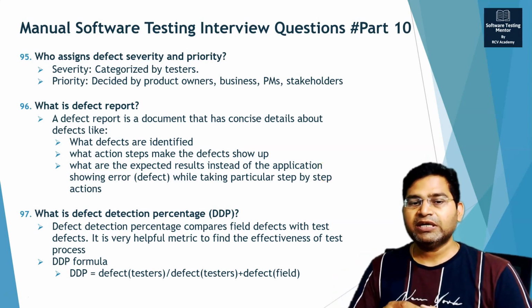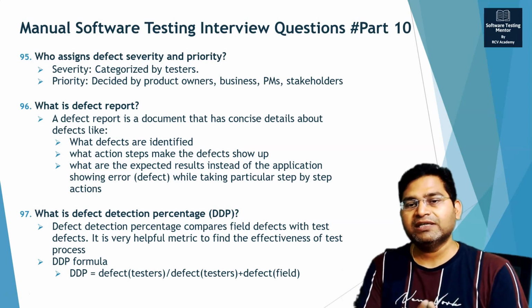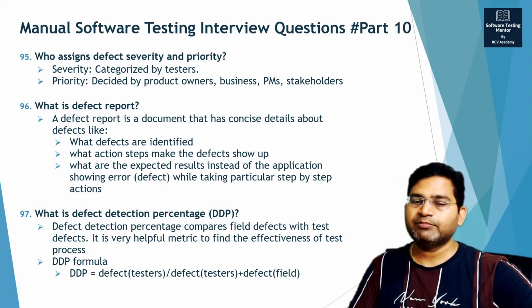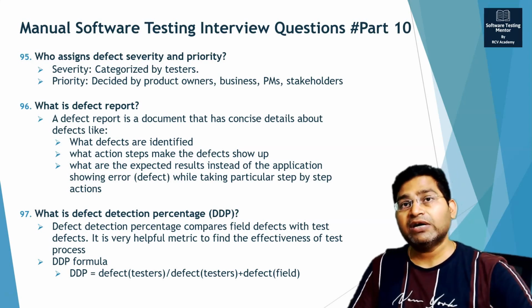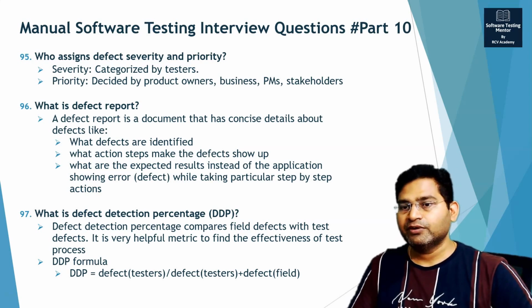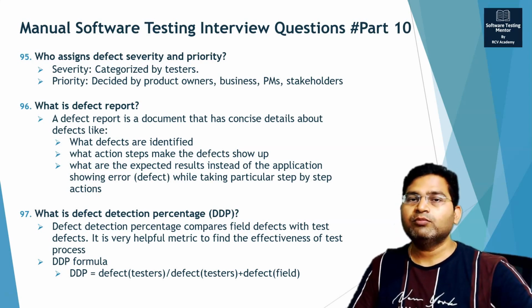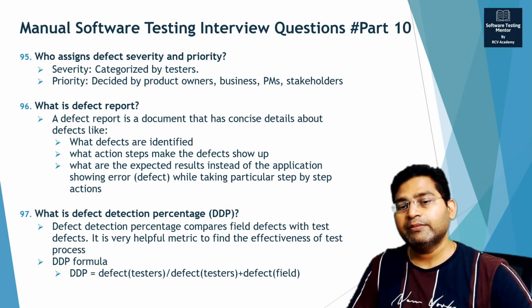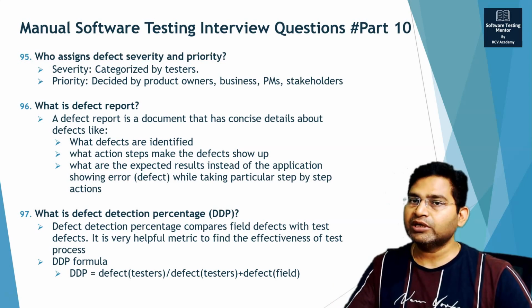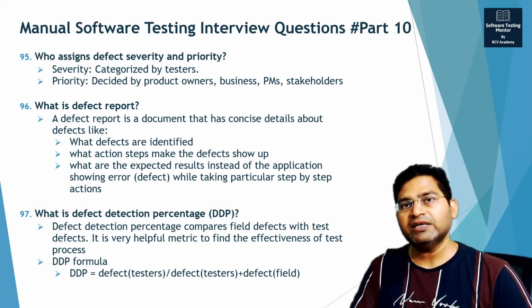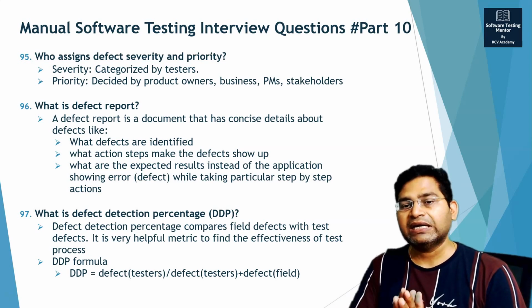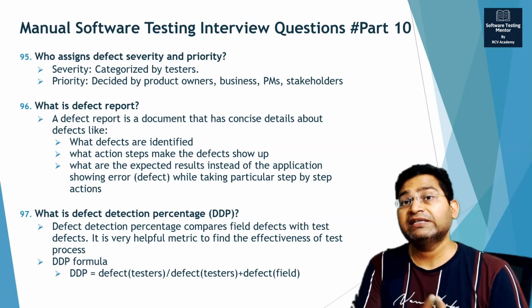the testing team, right? So there is a specific formula for DDP, which is defects found by the testers, say 100 defects, divided by defects found by testers plus defects found in the field. So if 100 defects are found by the testers, it is 100 divided by 100 plus 200, if 200 defects were found in production or in the field. So 100 divided by 300, which is basically 1 by 3. So that is a very bad defect detection percentage.